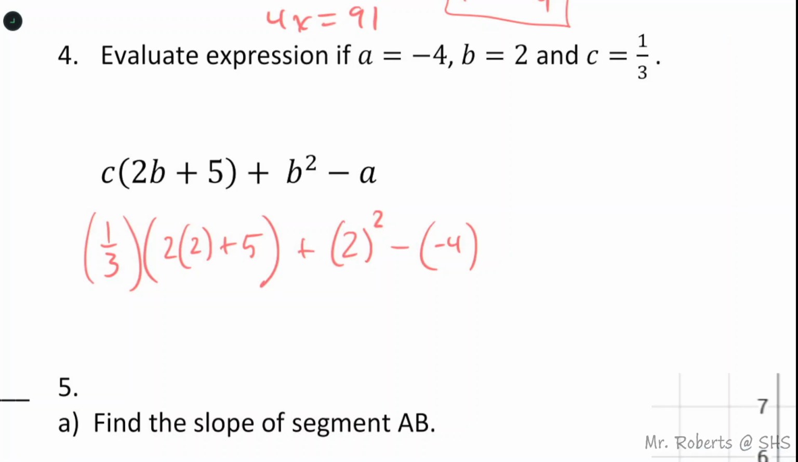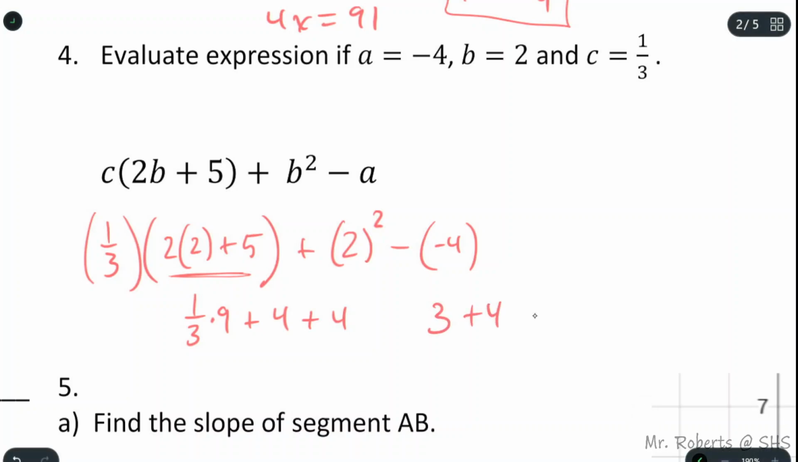And if I do a little bit of simplification, this set of parentheses is 4 plus 5, which is 9. So this looks like 1/3 times 9 plus 2 squared, which is the number 4. And then minus a -4 is going to be plus an additional 4. Okay. 1/3 times 9 is 3. 3 plus 4 plus another 4.